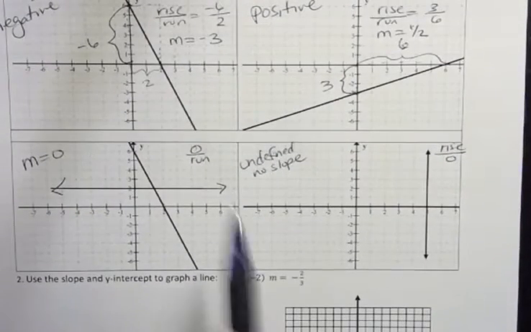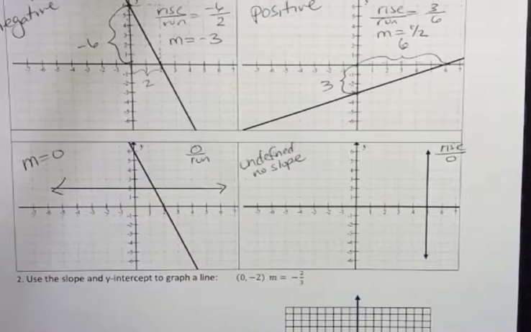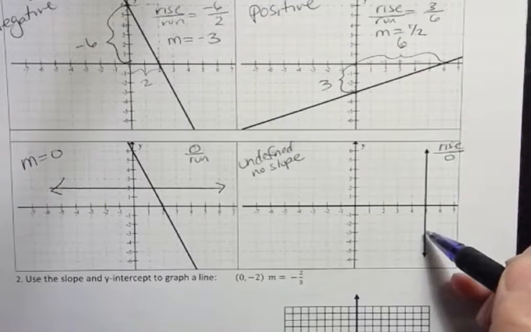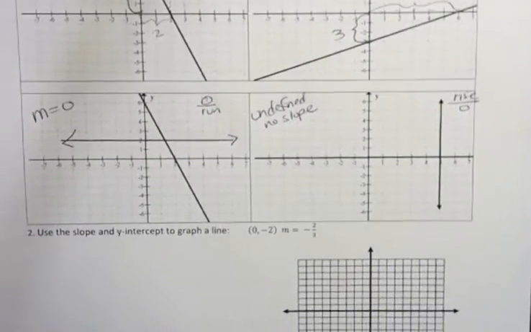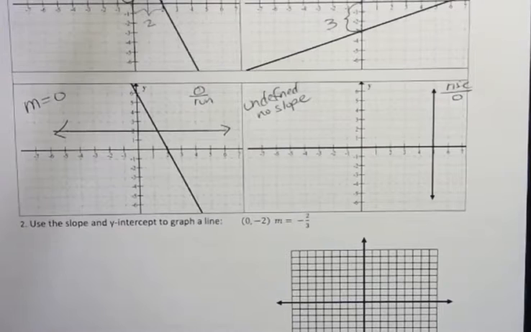Here I don't have any rise, I just have run. And over here I have all kinds of rise but no run. All right, so those are the 4 different things you can see when you're looking at slope.